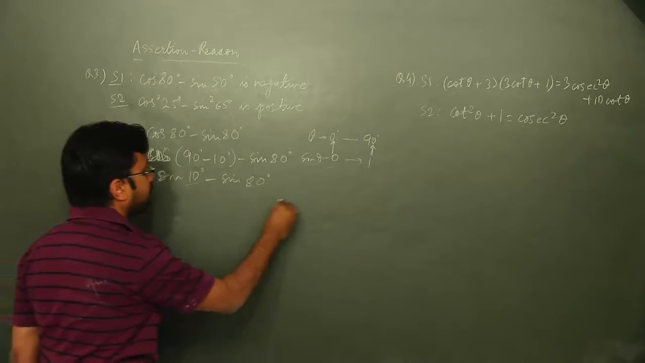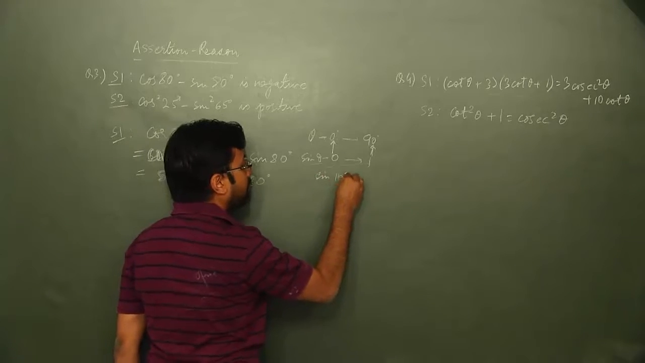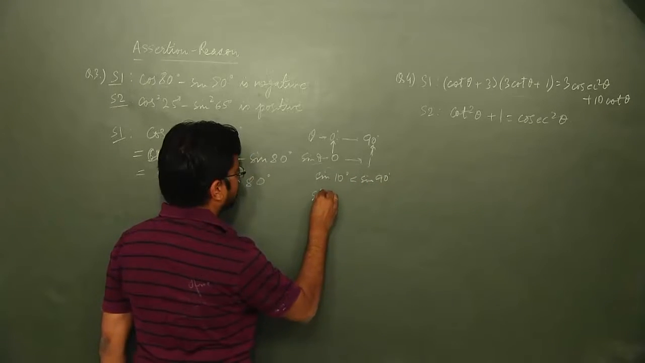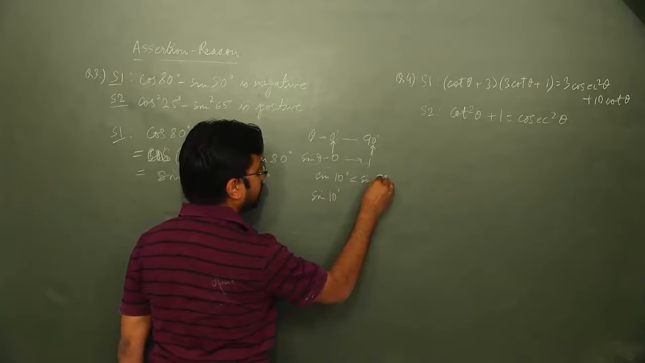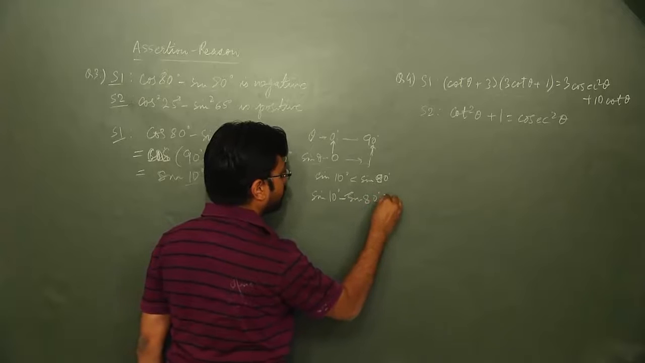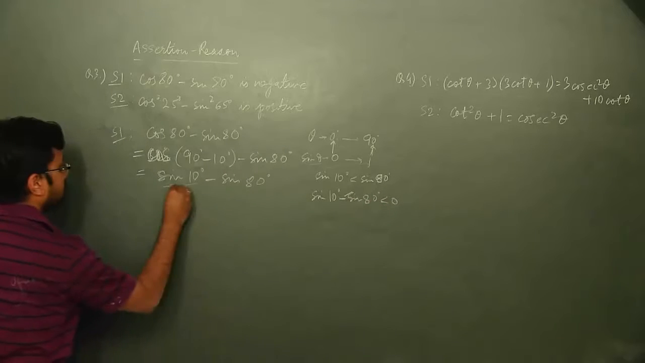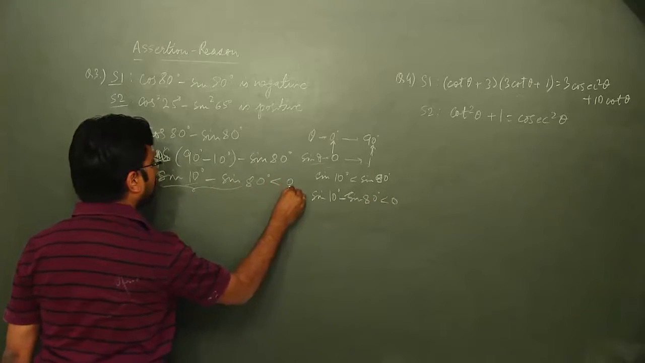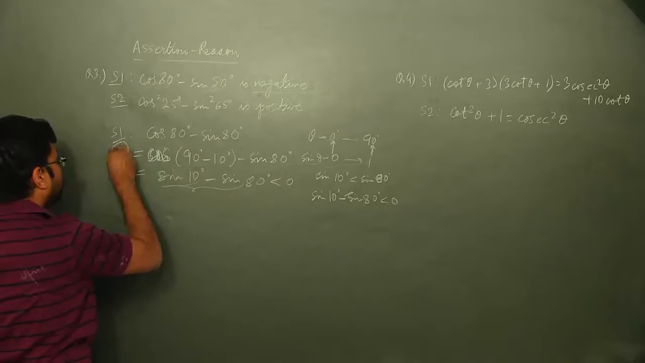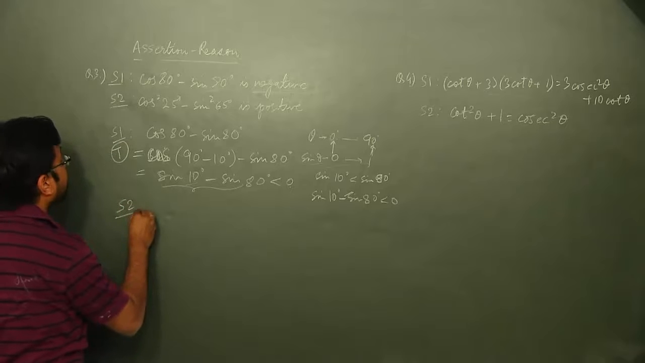So obviously sine 10 will be less than sine of 80 degrees. So sine 10 minus sine of 80 degrees is going to be less than 0, that is negative, which makes this statement true. Now what about statement 2?